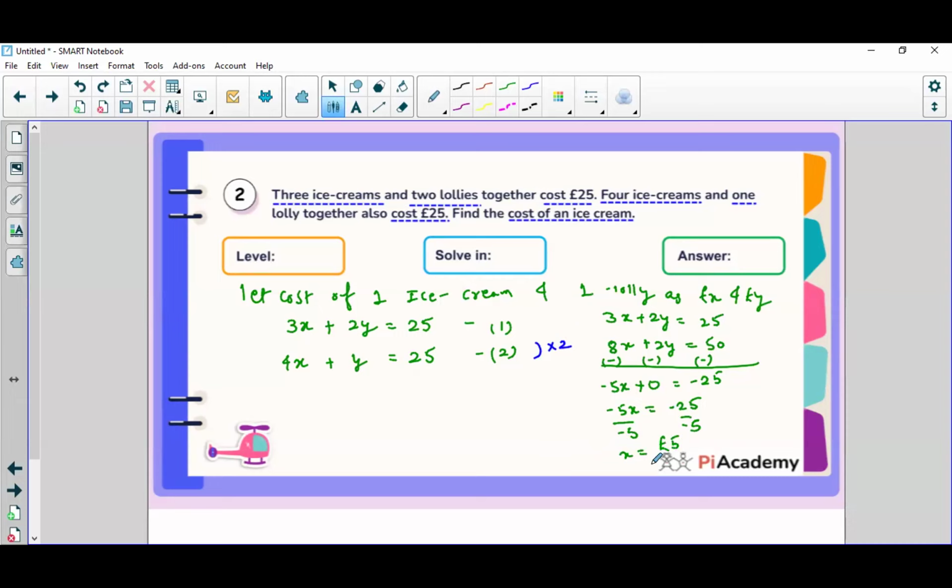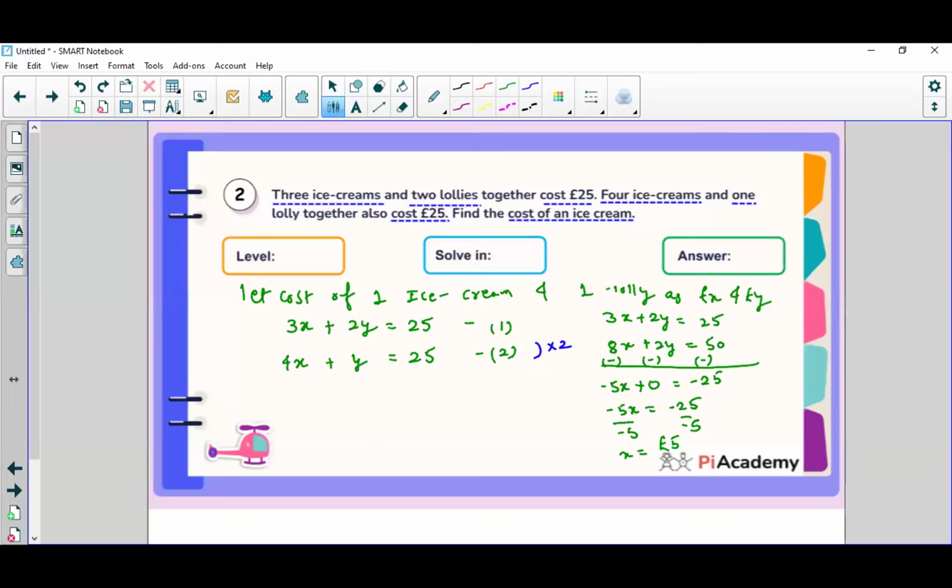X is 5 pounds. Now, it is asking for the cost of an ice cream. So yes, we supposed the cost of ice cream is X pounds, which is 5 pounds, my final answer. Suppose it is asking for the cost of a lolly as well. So you can just substitute into 4x plus y. Okay, that is 4x plus y.